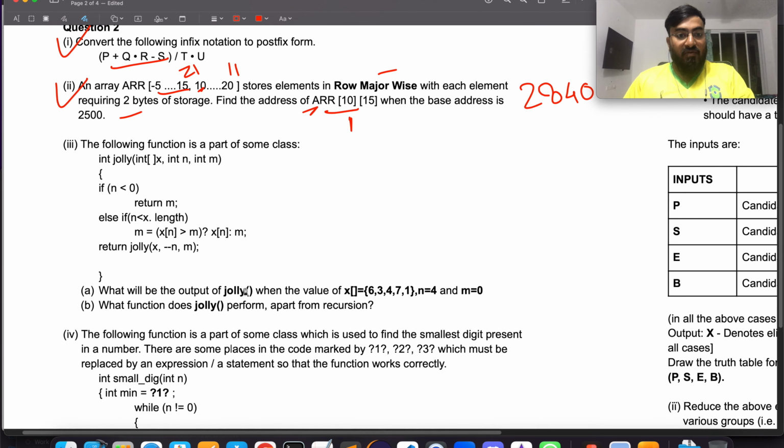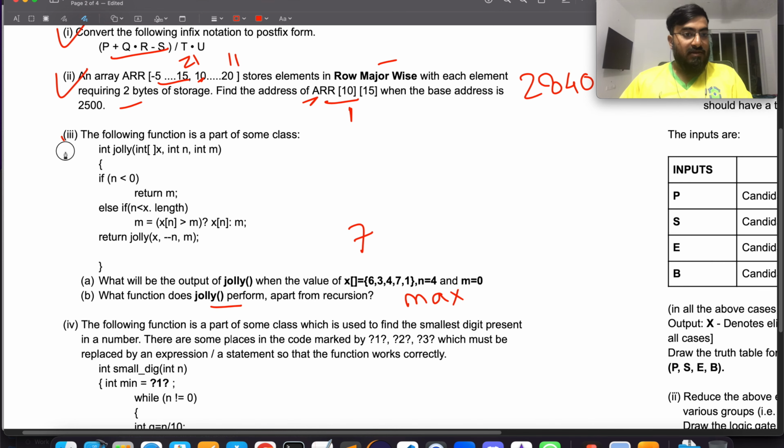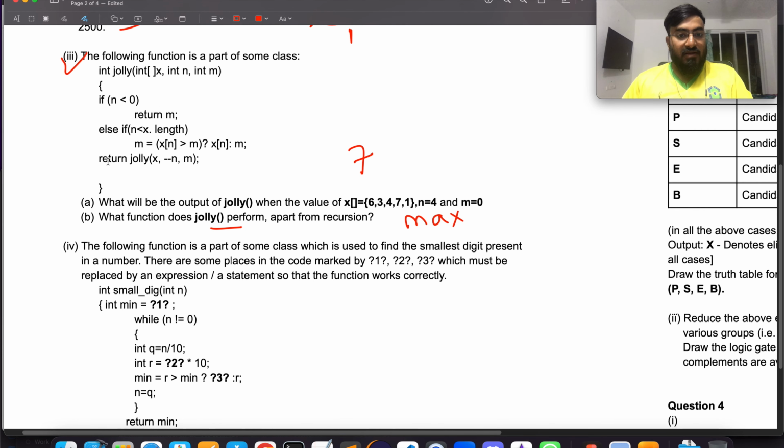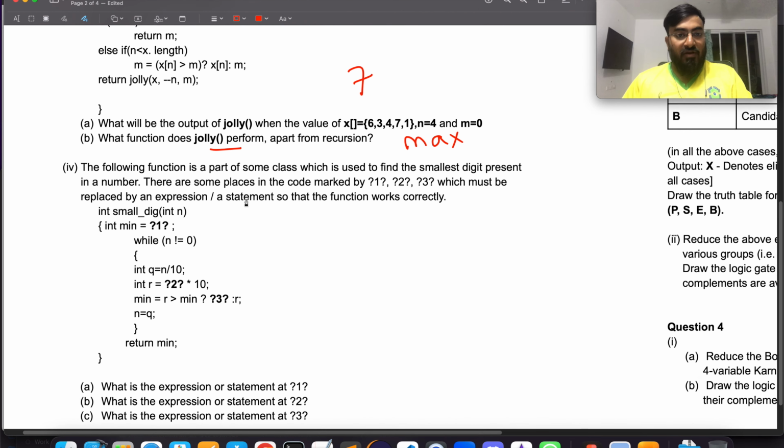Okay, now what will be the output of Jolly? I will just simply give you the output because you can run this on code, right? So the output is going to be 7. Okay, and what is it performing? It is finding the largest. Okay, so this is done. Moving on, the following function is part of some class.